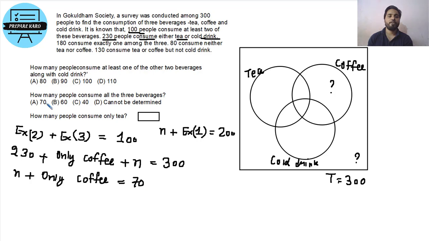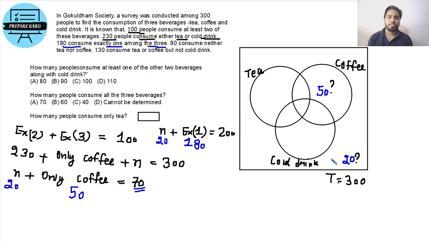Now, next statement, it says 180 consume exactly 1 among the 3. Exactly 1 is 180, so none is 20. None plus exactly 1 is 200 and exactly 1 is 180. That means none is 20. If none is 20 and none plus only coffee is 70, that means only coffee is 50. So only coffee is 50, none is 20, and exactly 1 is 180. Exactly 2 plus exactly 3 is 100 and total is 300. Now we have these things.